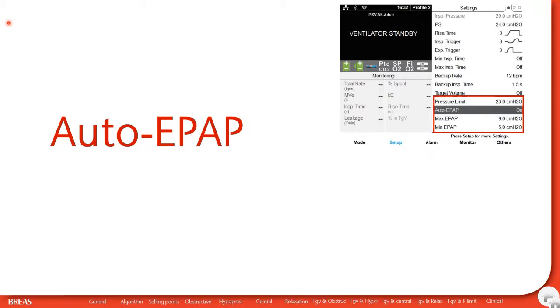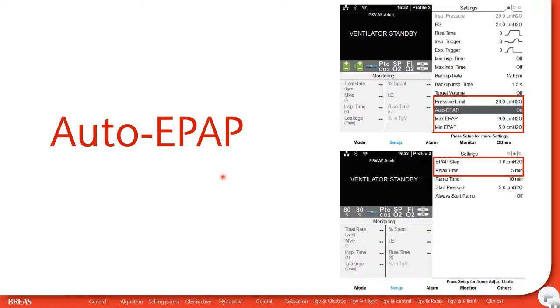Now I will show you some examples of the auto-EPAP function used on its own. As you see on the right hand side, when you turn auto-EPAP on, you have here on the screen of the Vivo 45, maximum and minimum EPAP which show up. Below auto-EPAP, the pressure limit is being shown. The inspiratory pressure is no longer there, it's grayed out, but replaced by the pressure support. And on page 2, you can set your EPAP step as well as relax time.